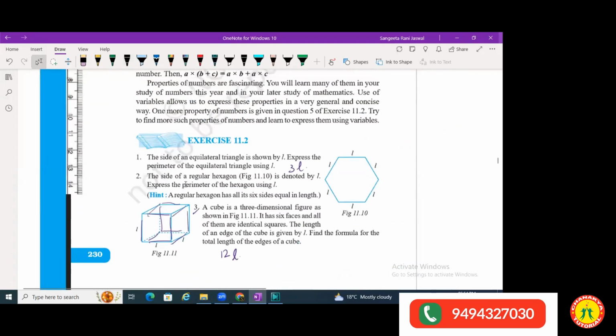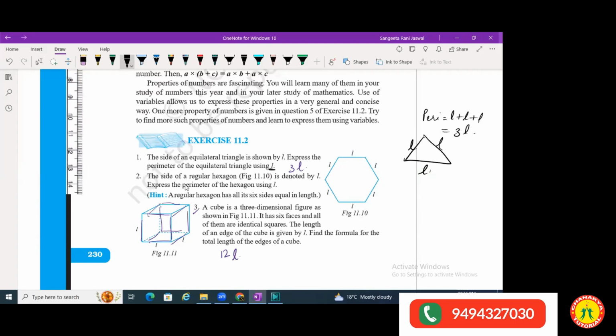Okay, now see, the side of an equilateral triangle is shown by l. Okay, this is some equilateral triangle. In each equilateral triangle, we know all sides are equal. It is shown by l. Yes. Find the perimeter of the equilateral triangle using l. So perimeter will be what? l plus l plus l. Okay, l plus l plus l, this will be 3l. Okay.